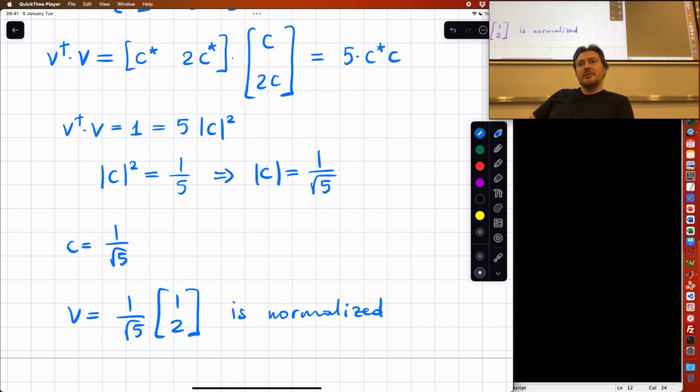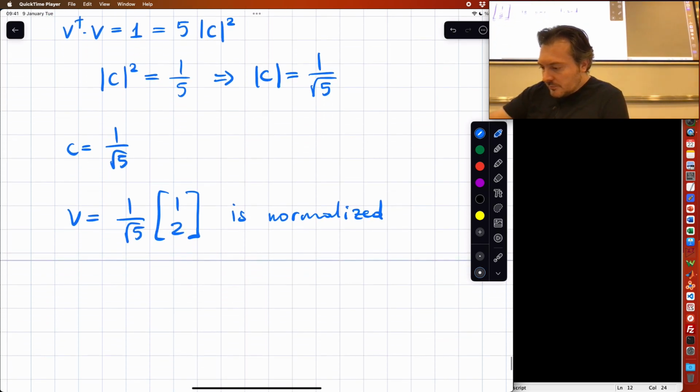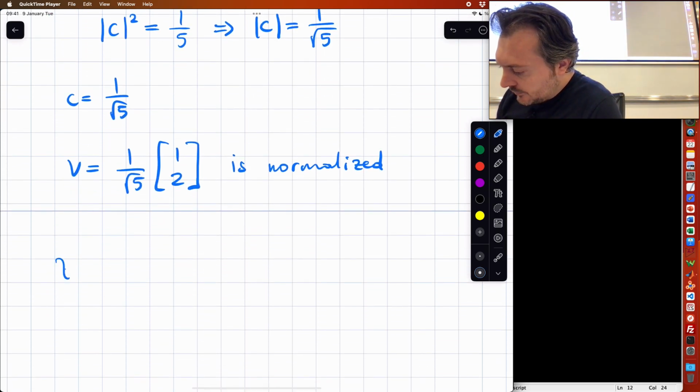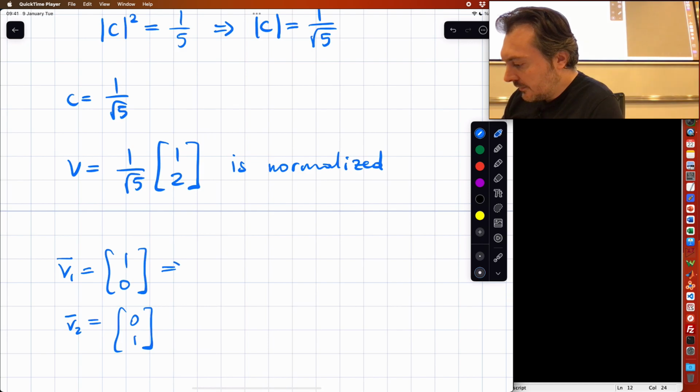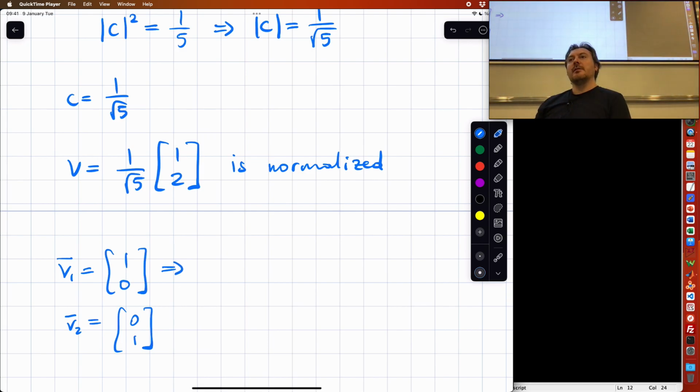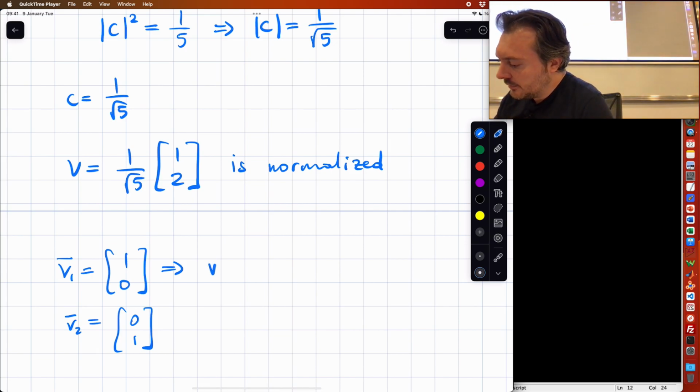Did you follow this? Yes? Everyone? So for our case, for the previous matrix, if you remember, there was V1, which was 1, 0, and then there was V2, which was 0, 1. How can you normalize this? It is already normalized.